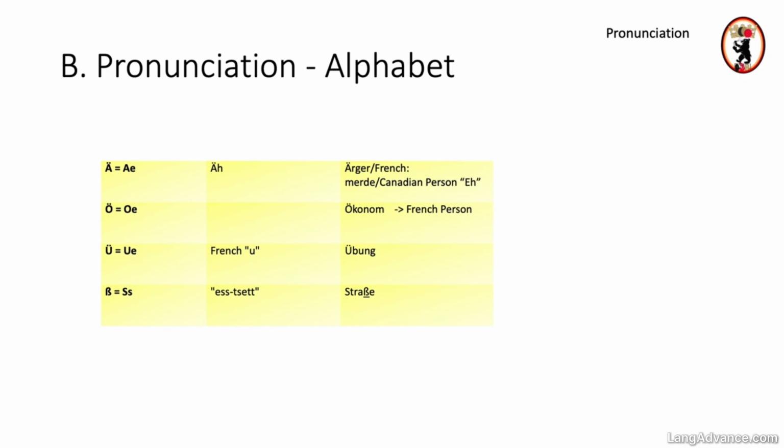Ökonom, economist. To me, this letter sounds like many sounds spoken by a French person. French U. Übung, exercise. You are likely not hearing a difference between the Ö and the Ü. For the Ü, the second one, the mouth has to be more tense. So it's both a round shape, but the Ü, the second one, the mouth has to be stronger. The muscles are more tense.